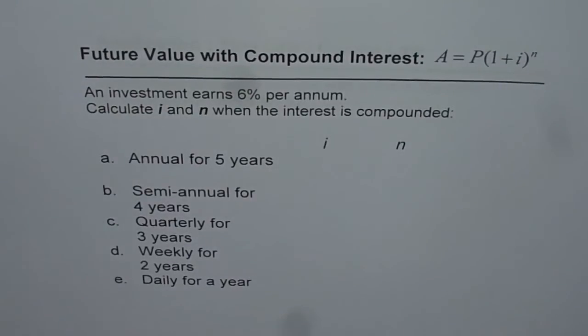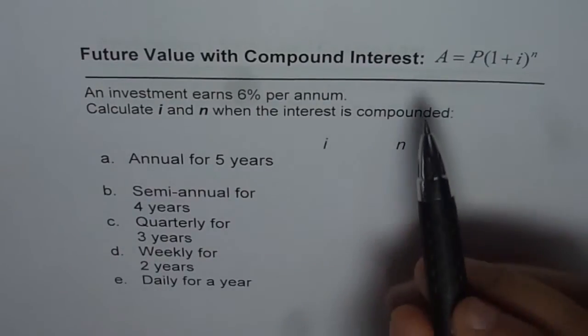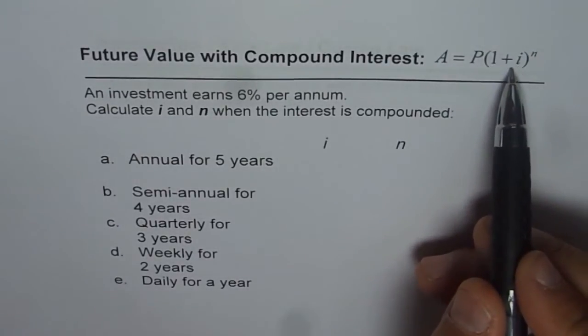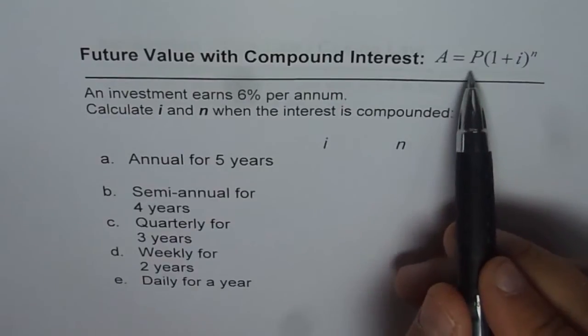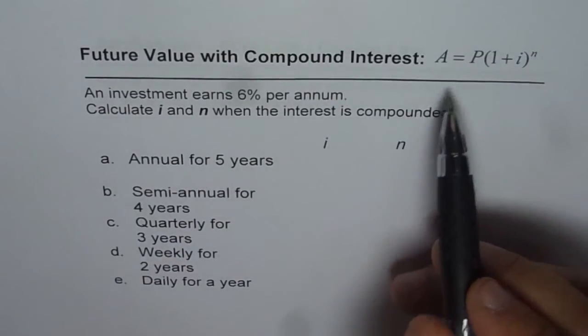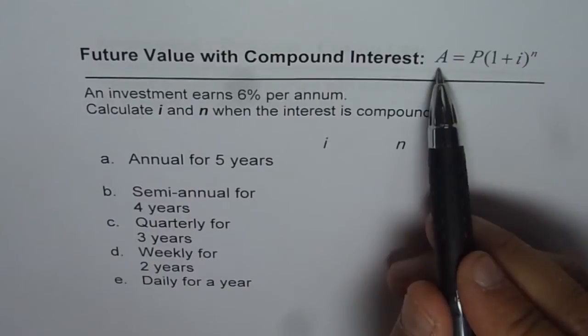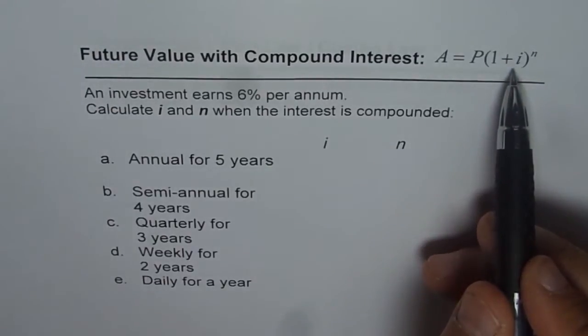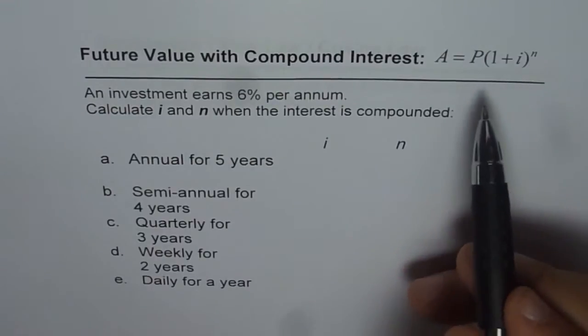Let us try to understand how to apply the compound interest formula to find the future value or the amount. The formula, as you know, is A equals P times (1 plus I) to the power of n. Here A is the amount which you get in future, and therefore it is also called future value at times. P is the principal amount which you invest. I is the interest rate for the compounding period expressed in decimals, and n is the number of compounding periods.